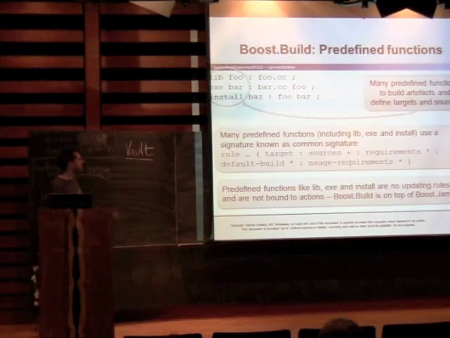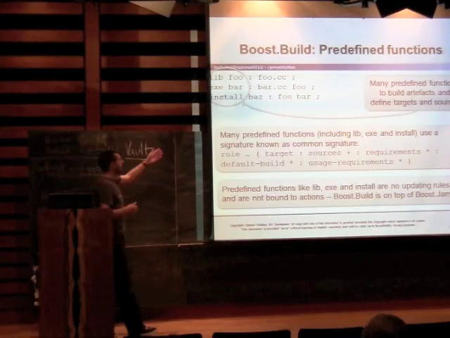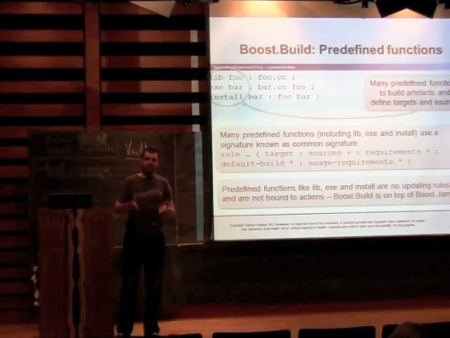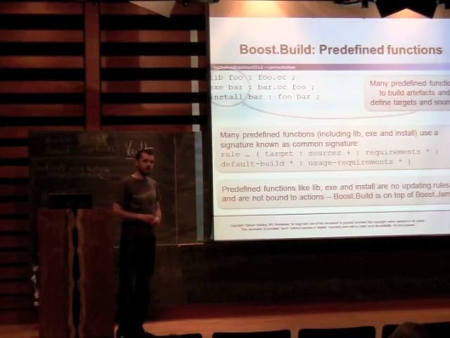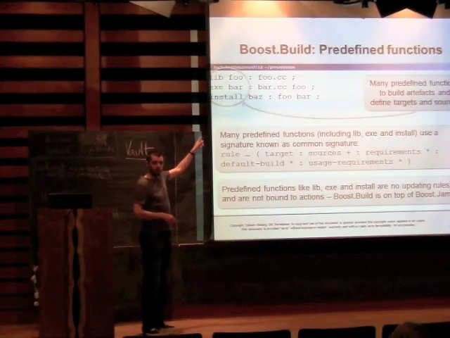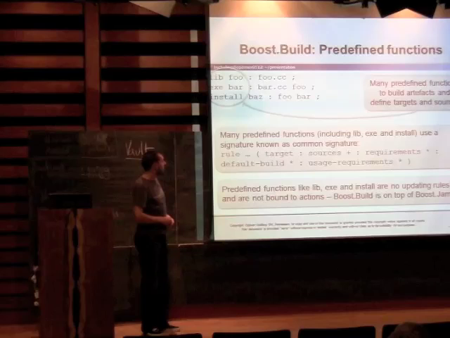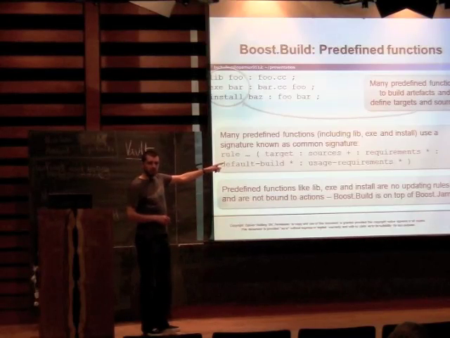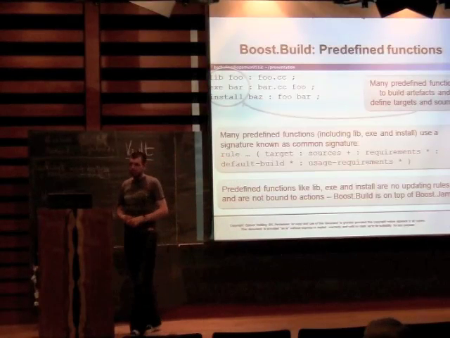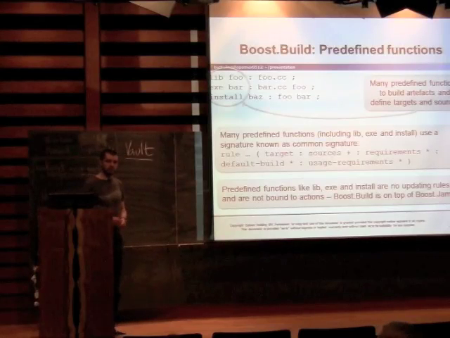These are functions you use to create a library, to create an executable, or to install, to copy files to a certain directory. And now as you know that these things are all predefined functions, you also know that it depends on the function definition how many parameters you need to pass, and what these parameters actually mean. Now normally you would need to look up the documentation for lib, exe, and install, but fortunately there is something in Boost.Build which is called common signature, and if you learn this common signature, this is a signature which you find most of the time when you call functions.